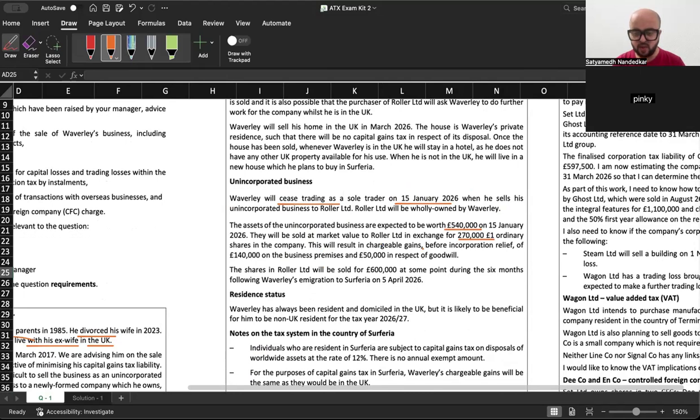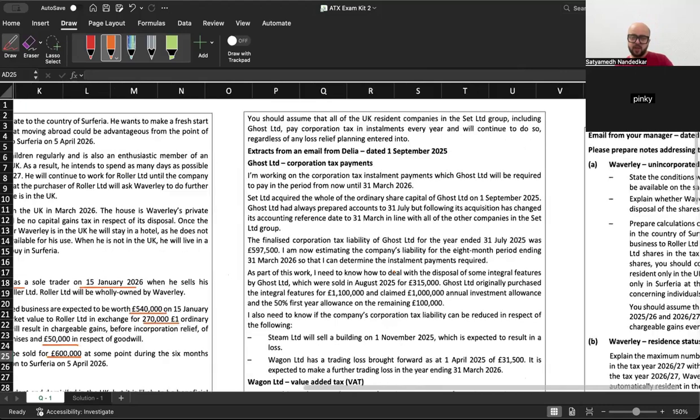This will result in chargeable gain before incorporation relief of 1,40,000 on the business premises and 50,000 on goodwill. The shares in Roller Limited will be sold for 6 lakh at some point during the 6 months following Waverley's emigration to Surfaria. What was the first part asking you?